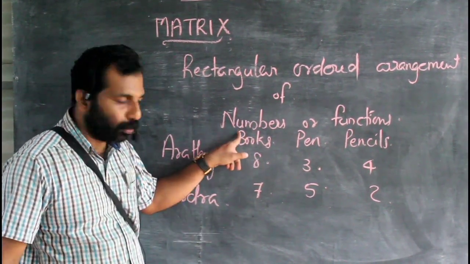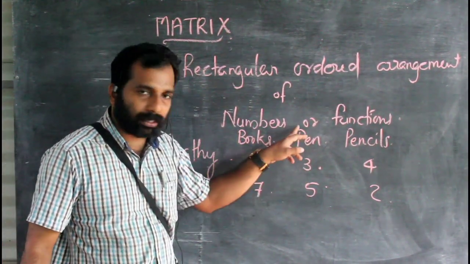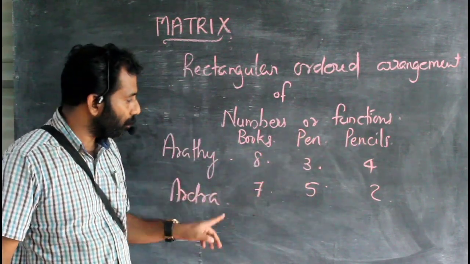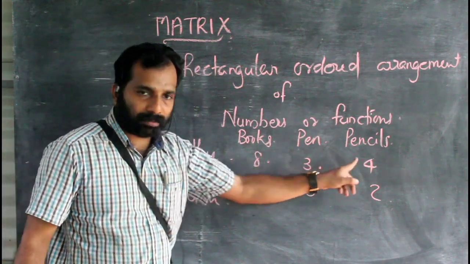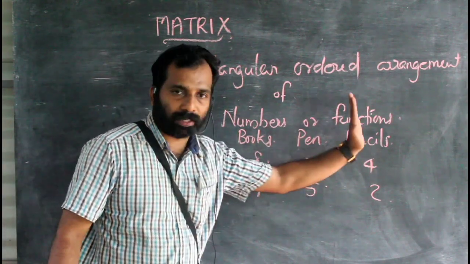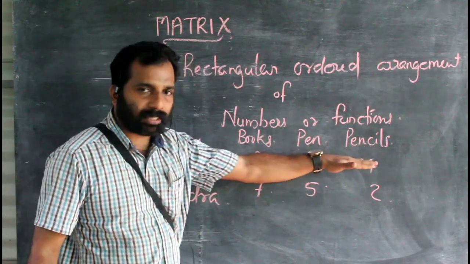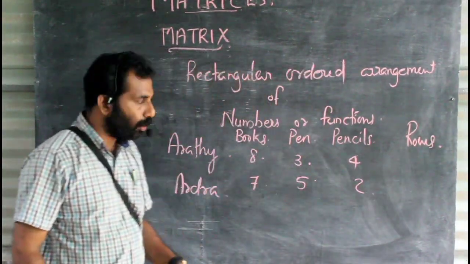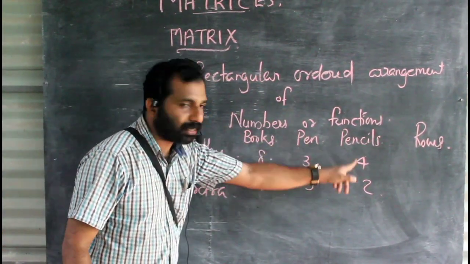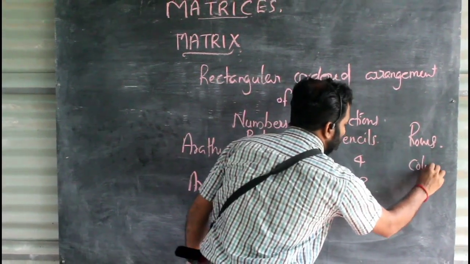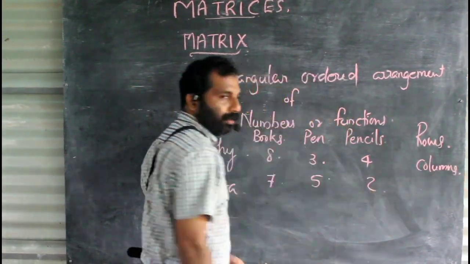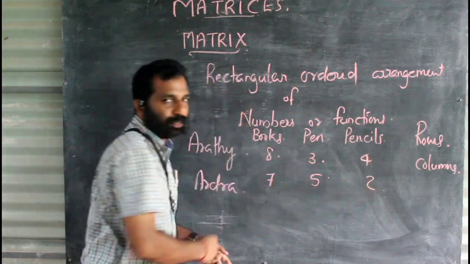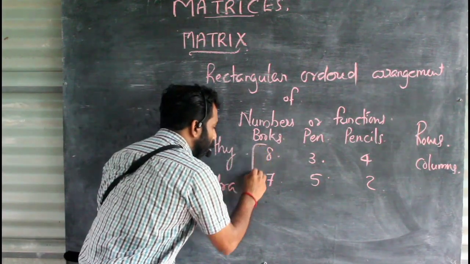This column represents the number of books, here the number of pens and here the number of pencils. See, there are 2 lines horizontally and 3 lines vertically. These horizontal lines we call rows, and these vertical lines we call columns. There is a rectangular shape in this arrangement of numbers, and I am putting this in a bracket.